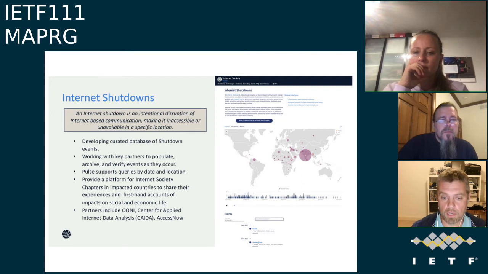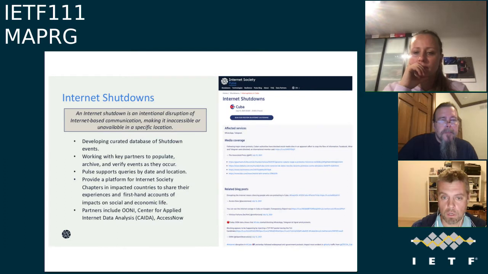We're very much trying to provide this sort of data-driven side of when and where shutdowns occurred. And for each of these events, we provide a more detailed page where we try and identify relevant media coverage, related blog posts, and so forth.